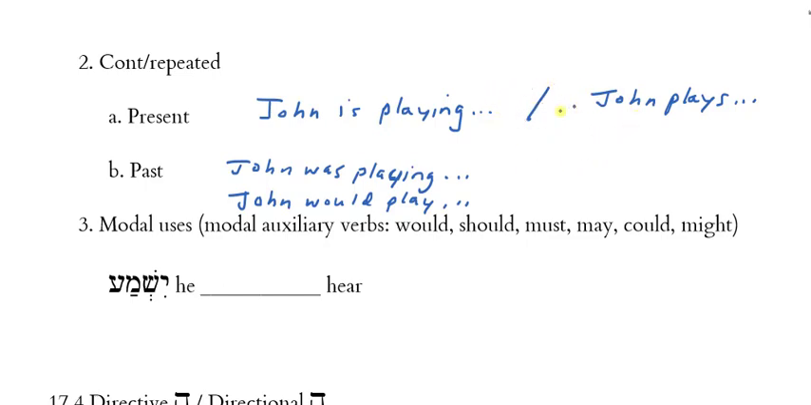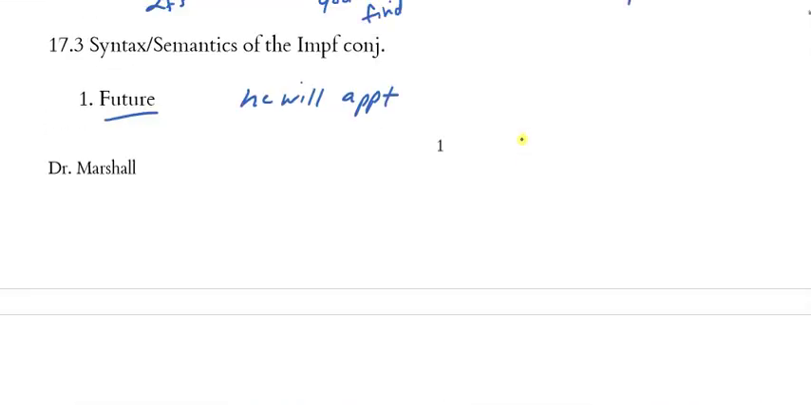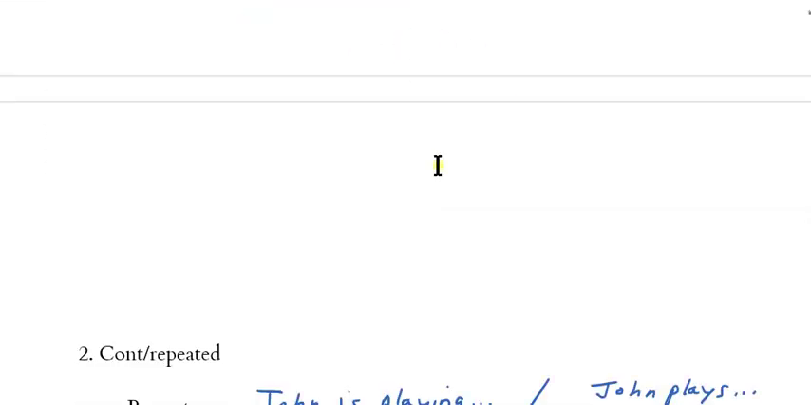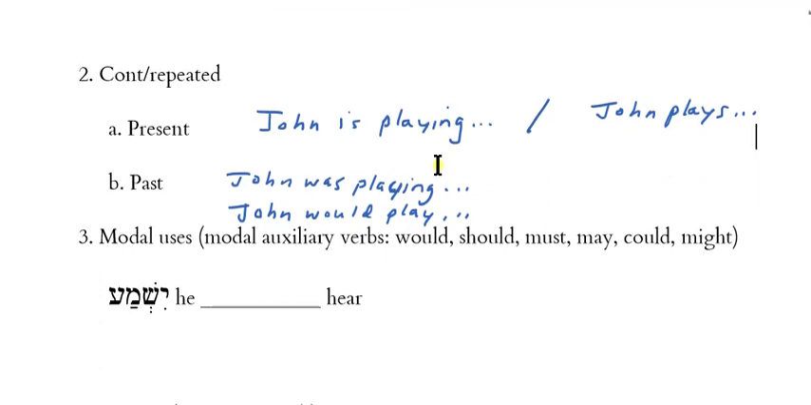The Hebrew imperfect conjugation pattern can be used for any of these things. So even though we will frequently translate them as future, just be aware, if the context is clearly past, then we're going to resort to one of these past tense patterns.